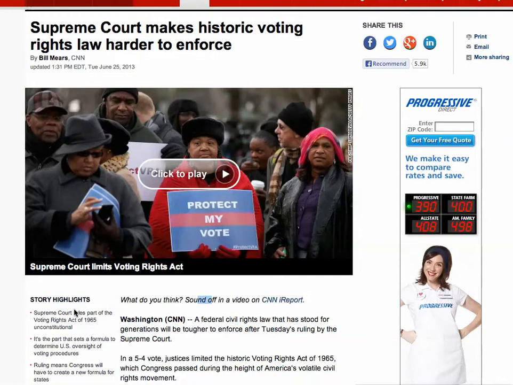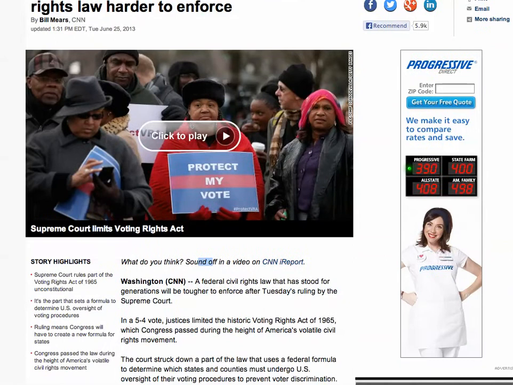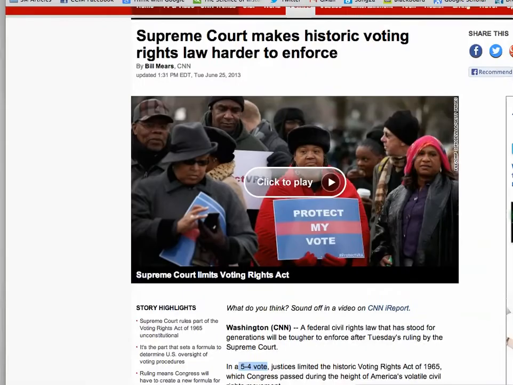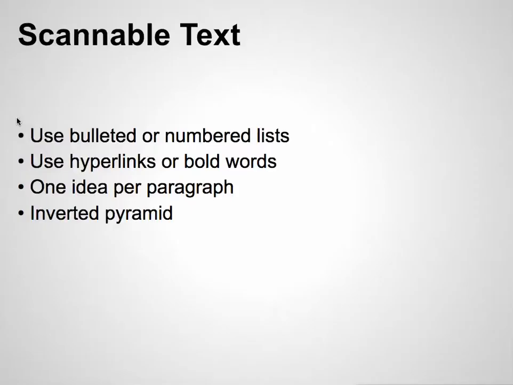Oversight, ruling, Congress, let me pull up on Congress, Washington, 5-4 vote. So people who don't read the whole article still get a lot of information about what this is, and that might actually entice them to read the article. So that's what we want to do to create scannable text.